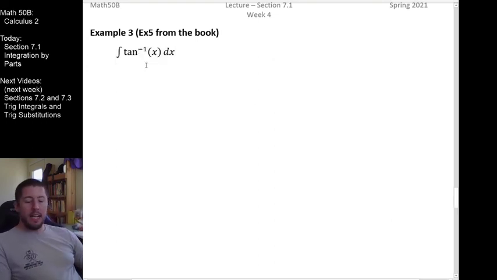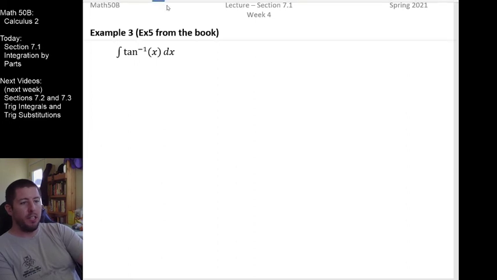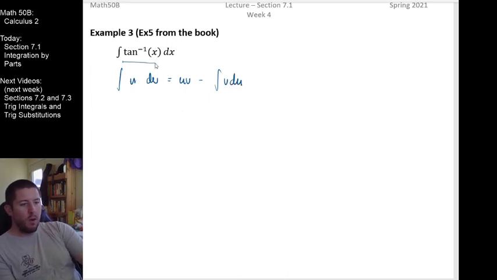The one really nice thing is it seems like there's very few choices for us to actually do the u-sub in, right? Or to do the integration by parts right here. What options do we really have? So the integral of u dv equals uv minus the integral of v du. Well, what choices do I really have right here?